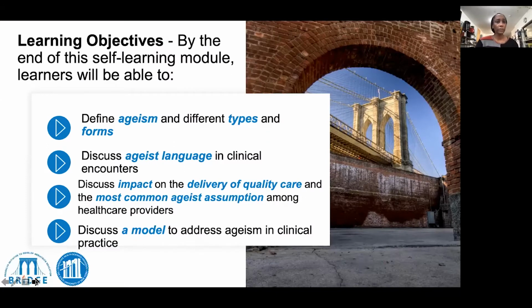Our learning objectives. First, we're going to define ageism and discuss the different types and forms. We're going to discuss ageist language in clinical encounters, the impact on the delivery of quality care, and the most common ageist assumptions among healthcare providers. And at the end, we're going to discuss a model, or several models, to address ageism in clinical practice.